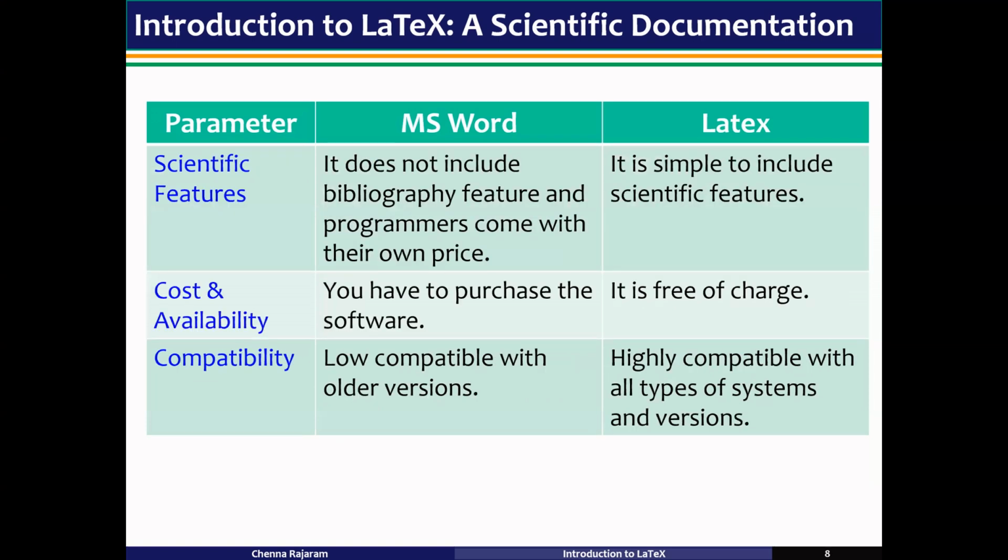MS Word's scientific features do not include the bibliography features, and programmers come with their own price. So you have to purchase some apps or tools for bibliography in the case of MS Word, whereas in the case of LaTeX, it is so simple to include the scientific features. The cost and availability for MS Word is to purchase the software, whereas LaTeX is free of charge. You can download it from the internet.